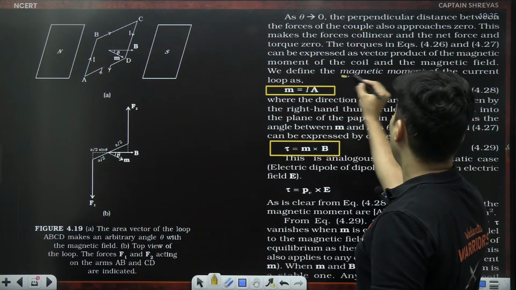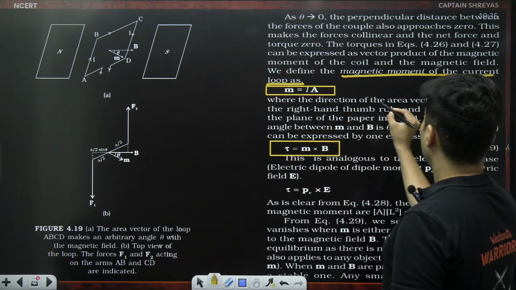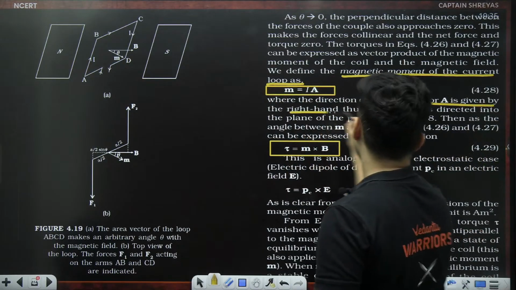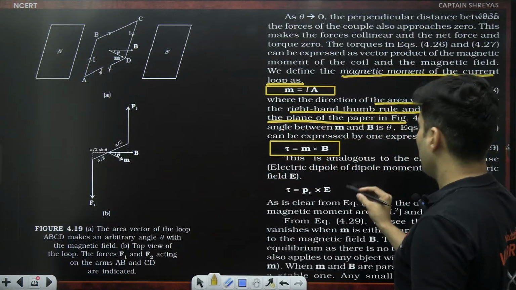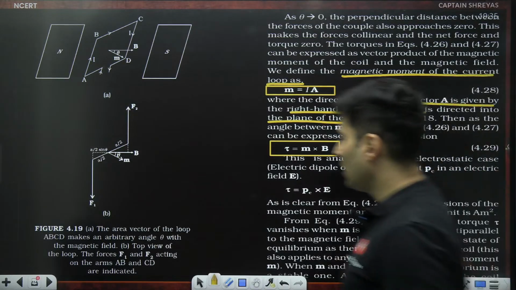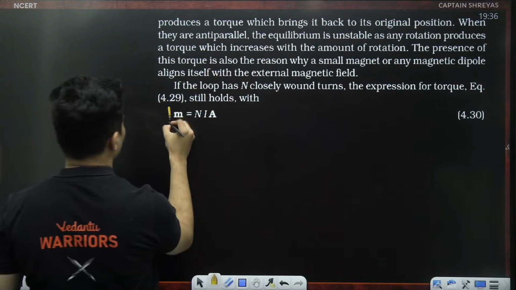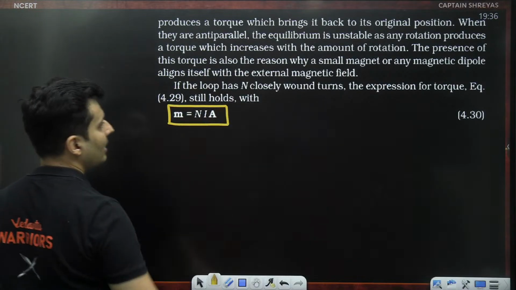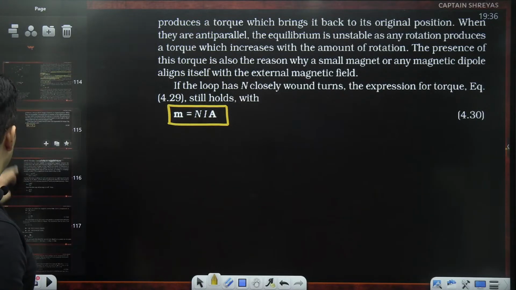Okay, so the magnetic moment of the current loop is this, where the area vector is given by the right hand thumb rule and directed into the plane of the paper as shown. This is just like the electrostatics case. Okay, and then they have given some things over here. Magnetic moment is NIA.